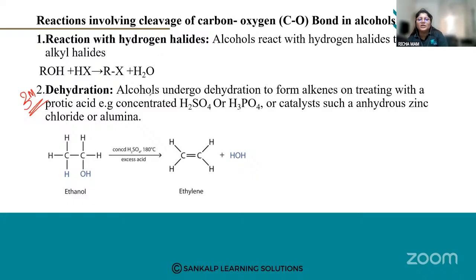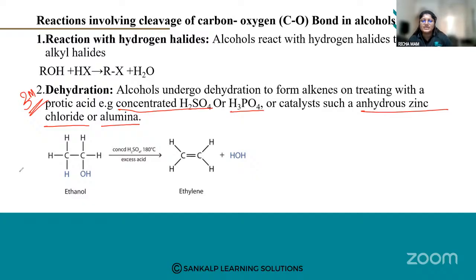Okay, so dehydration is what we have seen. Hydration means addition of water. Dehydration means what, students? Removal of water. So alcohols undergo dehydration, and they form alkenes on treating with a protic acid, for example concentrated H2SO4 or phosphoric acid, or catalysts such as anhydrous zinc chloride or alumina.